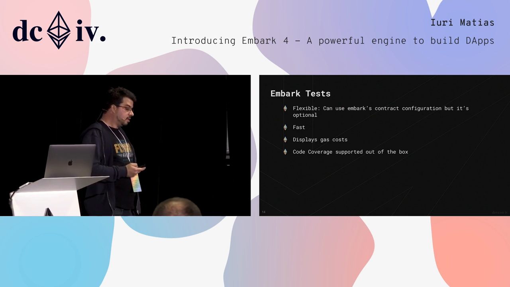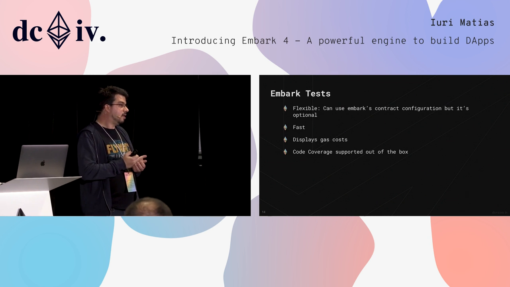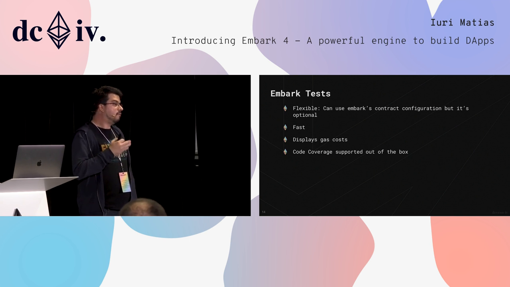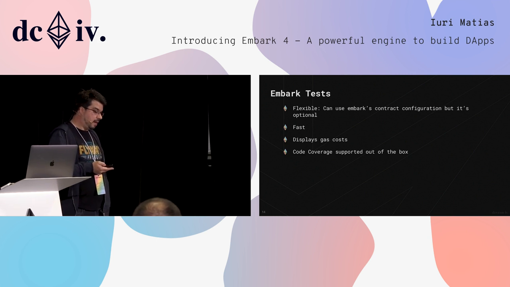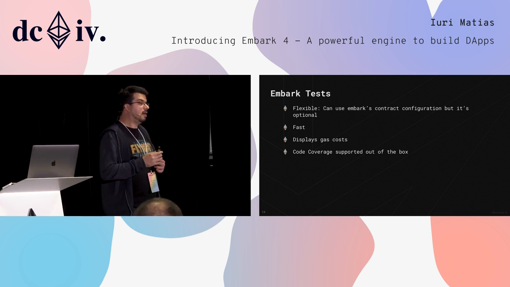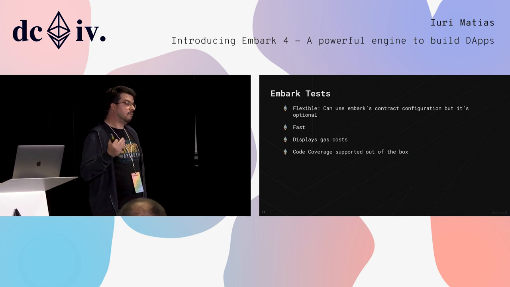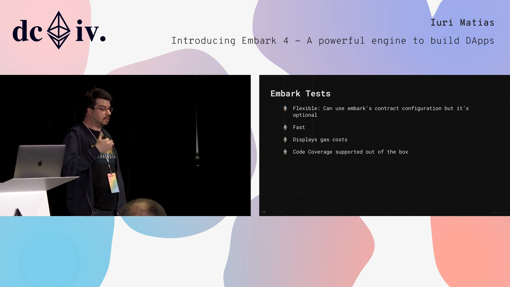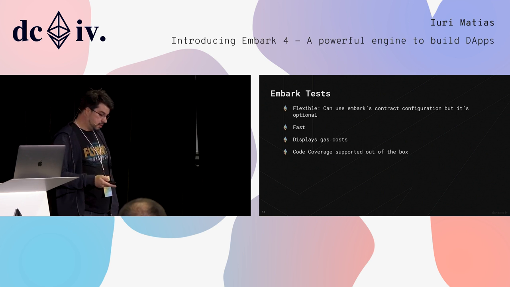All right, the tests. There's a lot of functionality in the tests. They are quite flexible in the sense that you can use the same contract configuration that we've seen before. If you don't want that and you want to do very pure unit tests, you can also do that, just import the contract objects and deploy them in before each or before all. They're quite fast. There are little tricks that the framework tries to do. If you have an Embark instance, it will connect to that instance and reuse a lot of the code that's already running. It might reuse the compiler or even the node that you already have, which is much faster than booting a VM on the spot. It will display gas costs and it also supports code coverage out of the box.